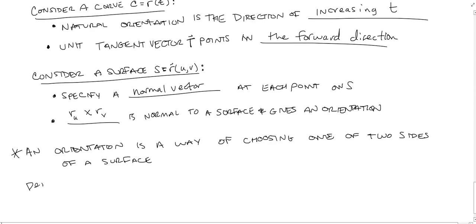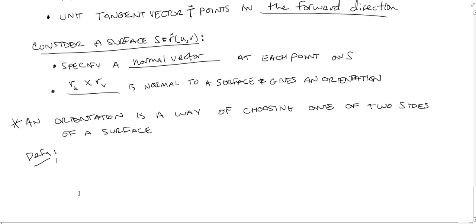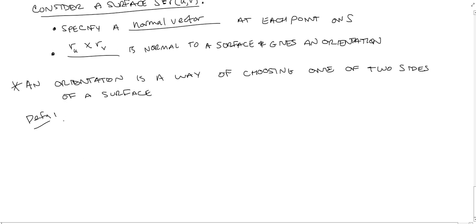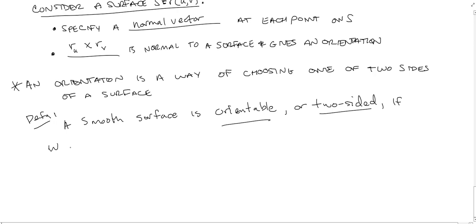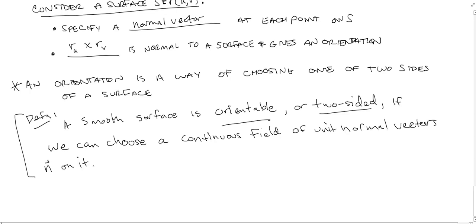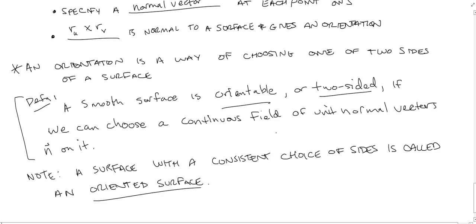Okay, so let's go ahead and give this definition. We're talking about this because it's going to help us with our surface integrals over vector fields. So a smooth surface is called orientable or two-sided if we can choose a continuous field of unit normal vectors on the surface. If we have a surface with a consistent choice of sides, it's called an oriented surface. An example of a non-orientable surface would be a Mobius strip. It's actually considered one-sided. So now we're ready to talk about our surface integrals of vector fields.